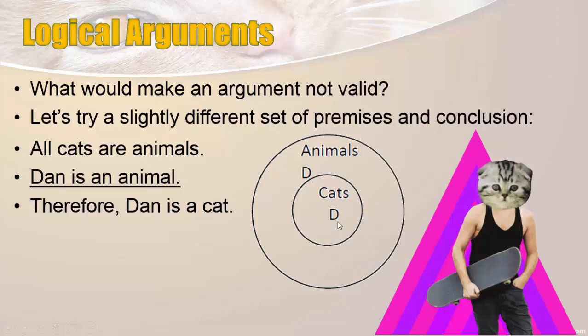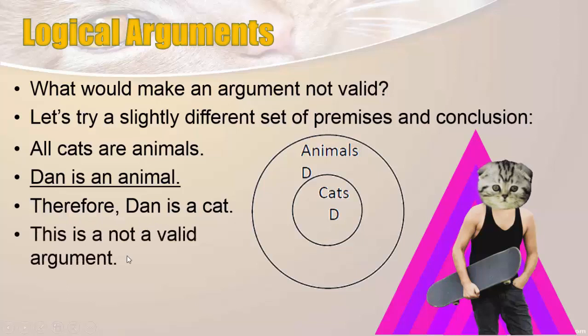So we can put the D for Dan in both places. We can put him either as an animal cat, which is fine, or we can put him as just an animal. It's not particular what kind of animal. He could be a cat. He may not be a cat. We're not given explicitly what kind of animal he is. And the conclusion we're given is, therefore Dan is a cat. Well, this is not a valid argument because we can place the D for Dan in two different places, and that would mean that this is not a valid argument.